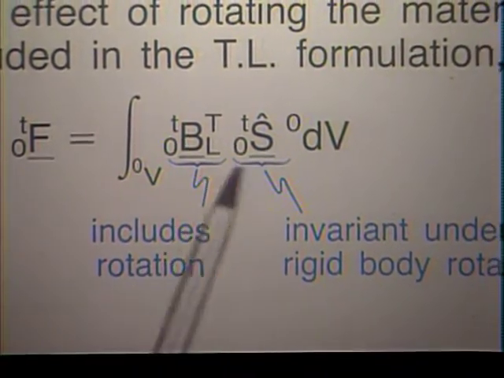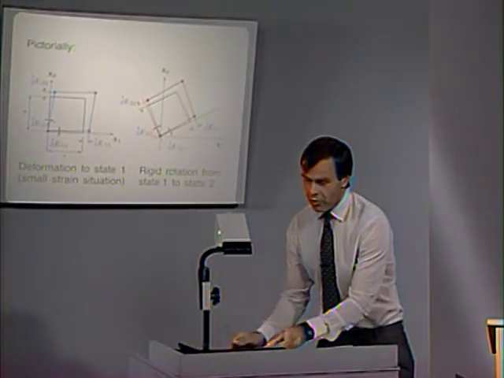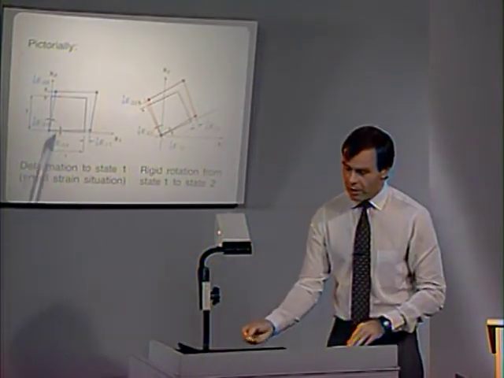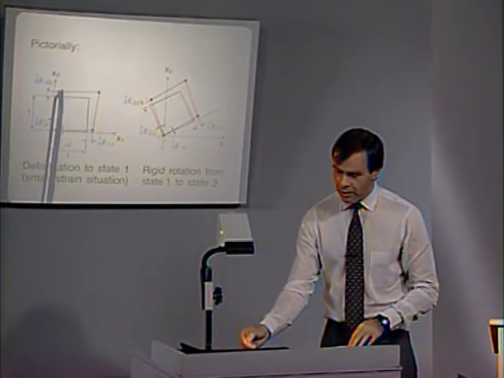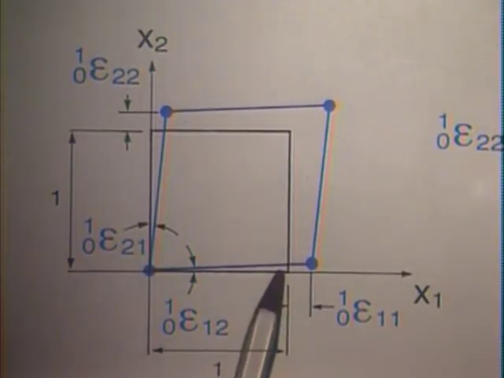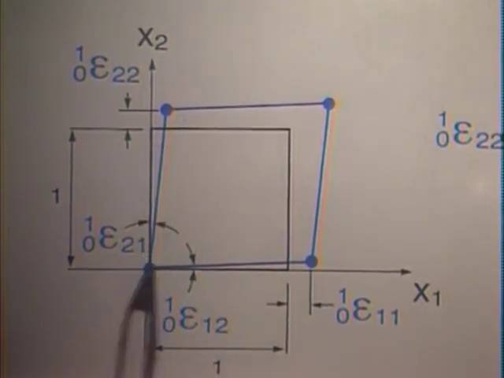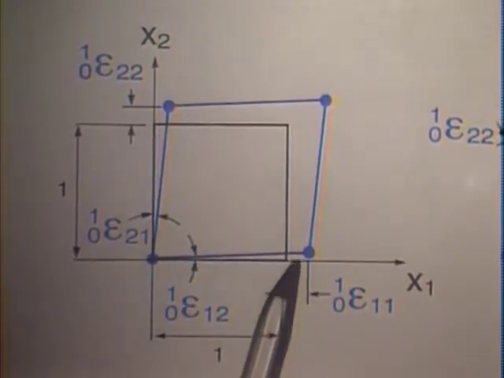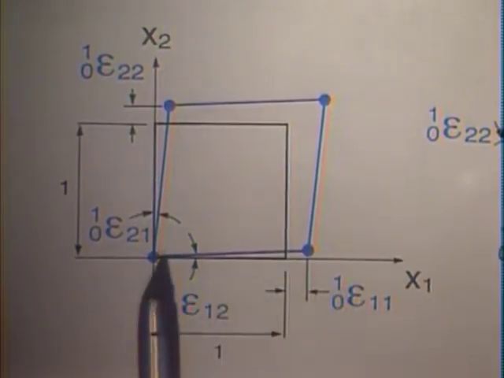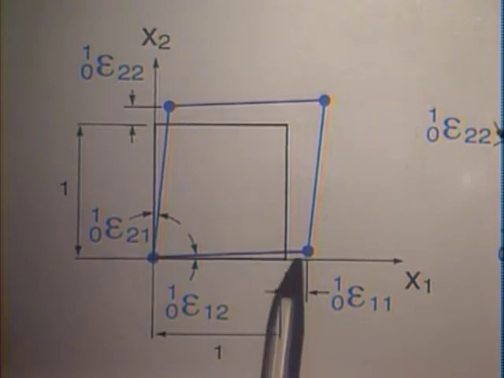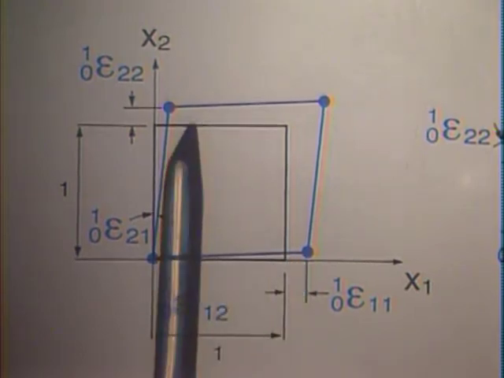Let's look at this fact a little bit closer. Here we have pictorially an element, a 4-node element, say, that originally is in this configuration, the black configuration, and we are pulling it out and shearing it.